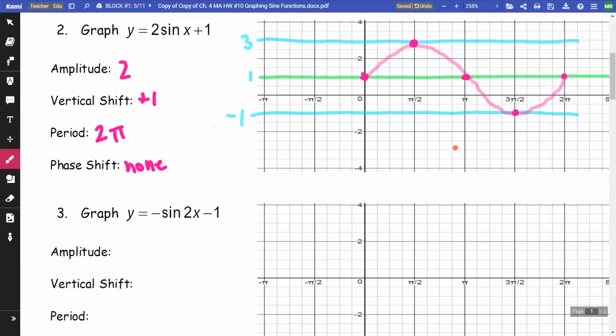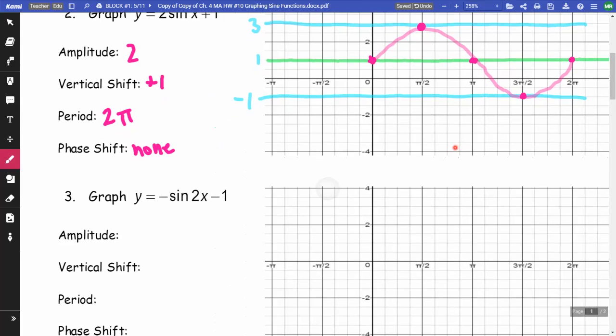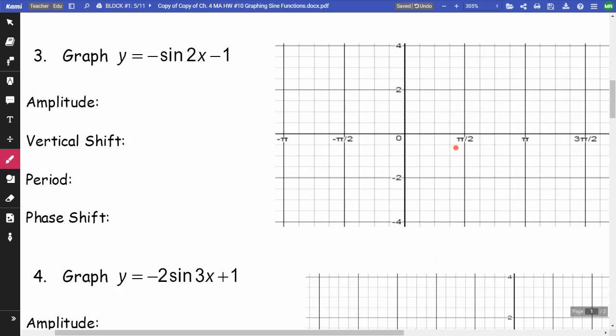Okay. On number 3, my amplitude is, I got a -1 here. So that's going to be important. I want to pay attention to that -1, but my amplitude is always the absolute value, so it's going to be a positive 1. This -1 at the end means it's going to be shifted 1 down.